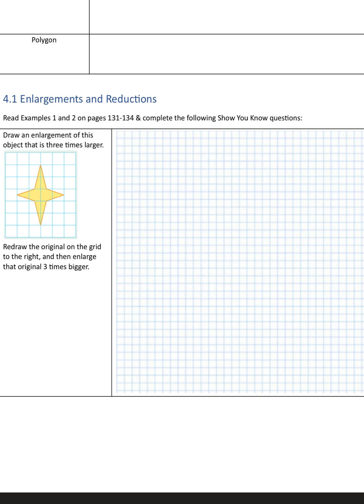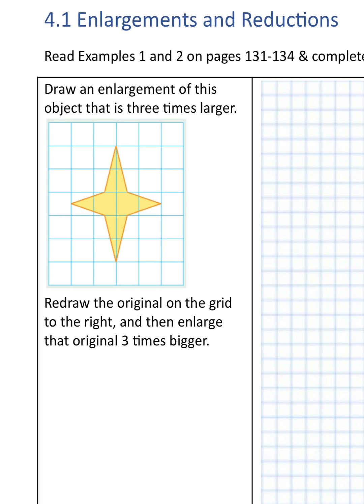In section 4.1, we're going to work with enlargements and reductions. So looking at the first Show You Know question, I'm going to zoom in to make this a little bit easier for us. In this question, we're being asked to draw an enlargement of the star shown. When we draw that enlargement, we need to use a scale factor of 3, or make our new image 3 times larger. Before we begin, it asks us to redraw the original on the grid to the right and then enlarge that original 3 times larger, 3 times bigger.